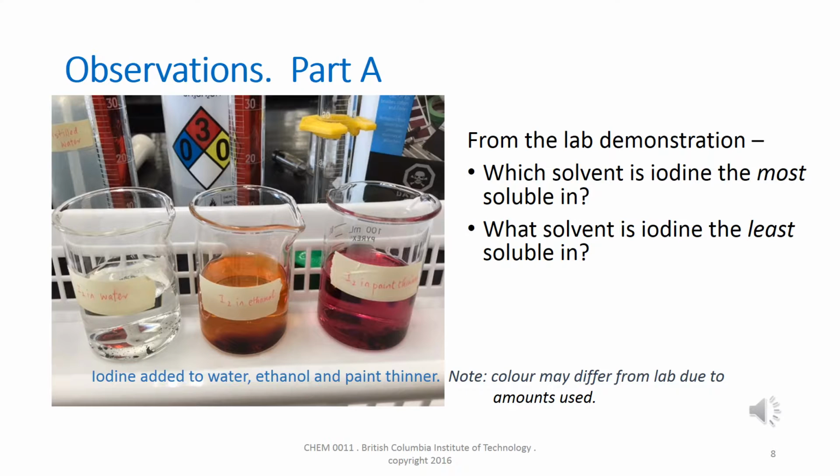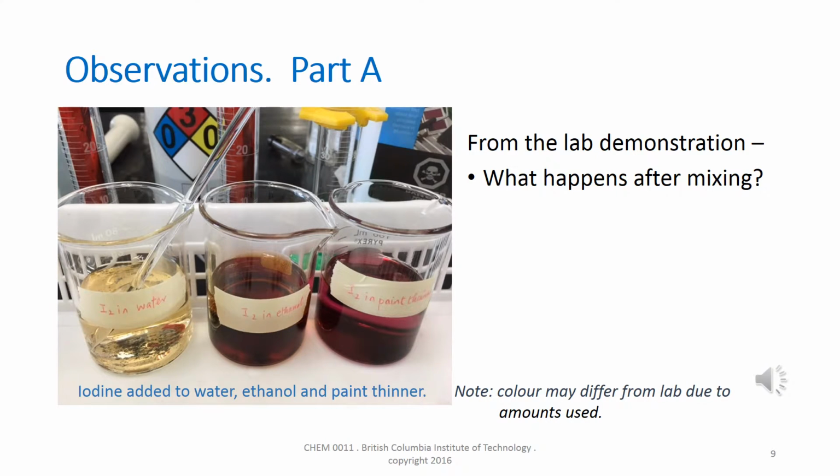When iodine is soluble in a solvent, an orange or purple color is observed. From the lab demonstration, a more intense color indicates a larger solubility of iodine in the solvent. This is shown in the mixture of iodine and paint thinner. The iodine is least soluble in water at room temperature. After mixing, all the mixtures show an increase in color intensity, indicating that more iodine has dissolved in each respective solvent. The solubility of iodine in water is much lower compared to the other solvents.